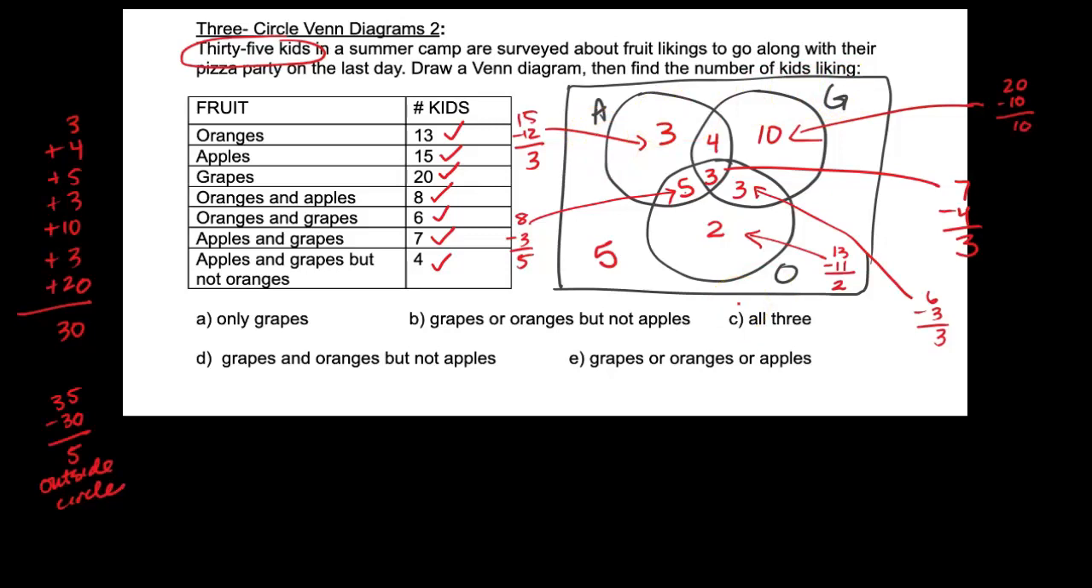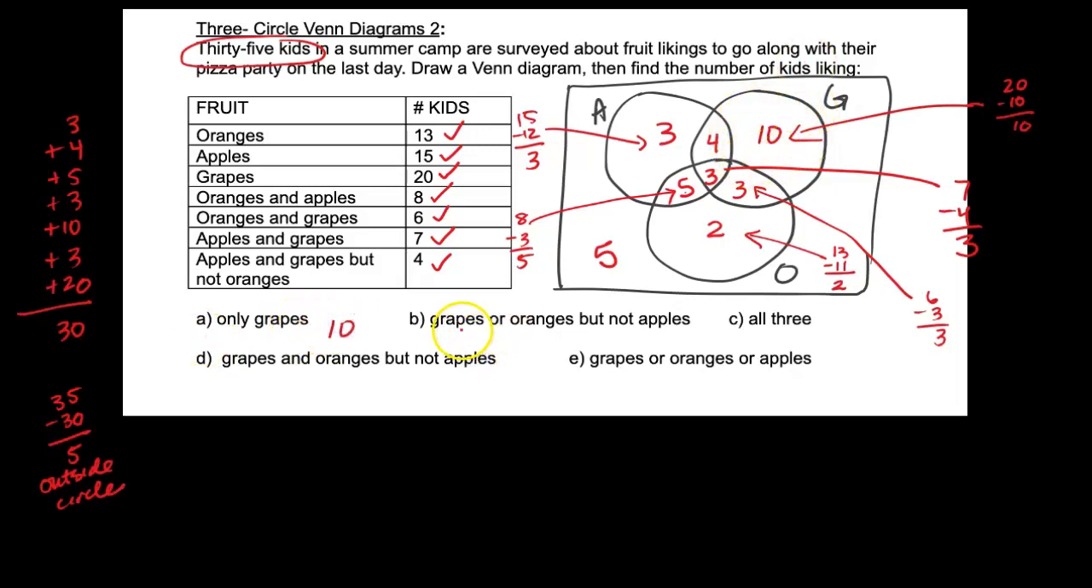So now we're completely done with the diagram. Now we need to just answer the questions. So we did the hard part. So part A said, how many kids like only grapes? And so we're looking for the part in the grape circle that's not touching the apple or orange circle, and that would be these 10 kids right here.